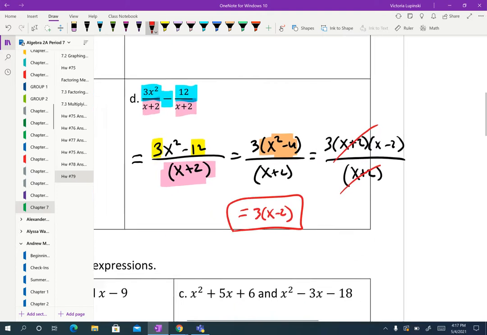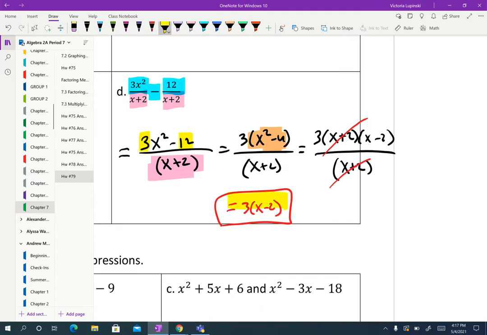Now, you are welcome to go ahead and distribute that if you'd like, but you don't have to. So that's a perfectly good answer. Again, technically, that is over 1, which you could put the 1 or not put the 1. Totally up to you. Just remember, in the final restriction step, you have to tell me the domain.